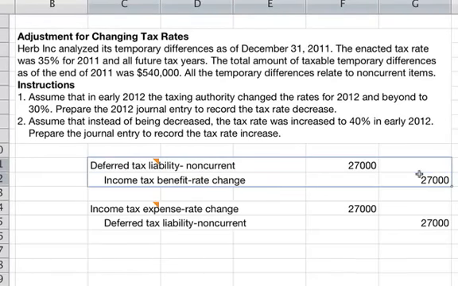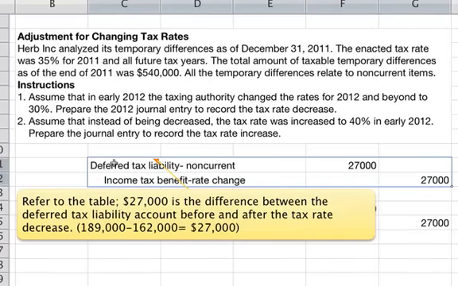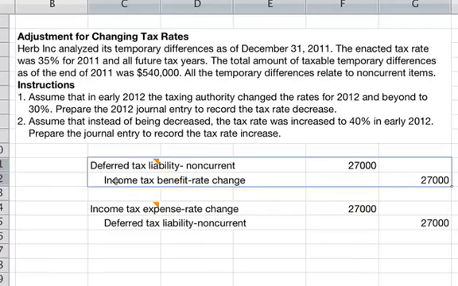So to make that journal entry, you have this right here. You have a debit to deferred tax liability, non-current, of 27,000. So we refer to that table that we just were at, and you have $27,000 is the difference between the deferred tax liability account before and after the tax rate decrease, and it's just 189,000 minus 162,000. That's 27,000. Then you have a credit to income tax benefit as a rate change, and it's the same amount obviously.